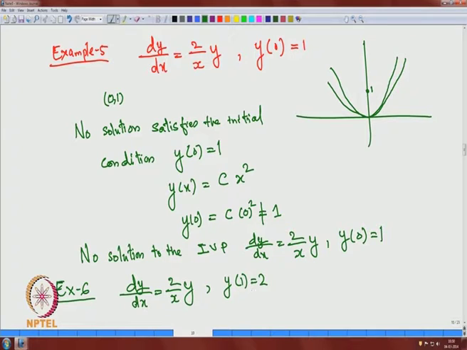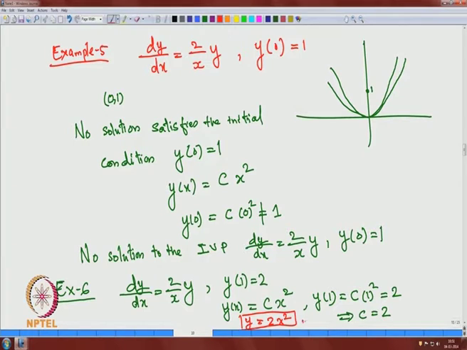So, it can be shown easily that y of x, we have already seen the solution is of the form cx square, and you are looking for y at 1 is equal to c into 1 square, which you want to be 2. So, this implies that c is equal to 2. So, therefore, y is equal to 2x square is a unique solution.